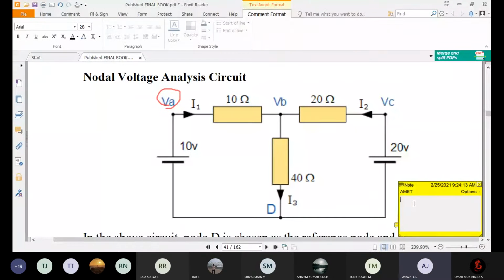So what is your current actually here? I1 is there, I2 is there, I3 is there. Three currents are there. How will you write the equation?